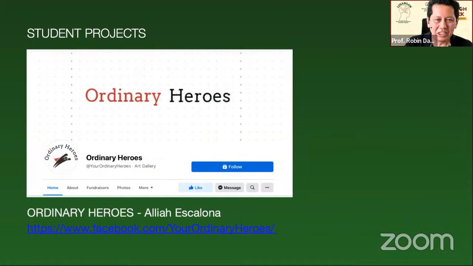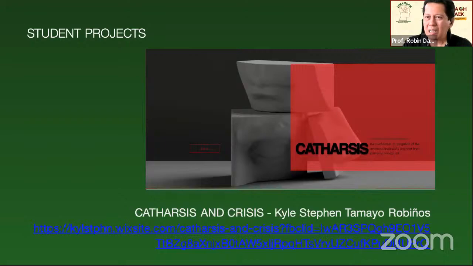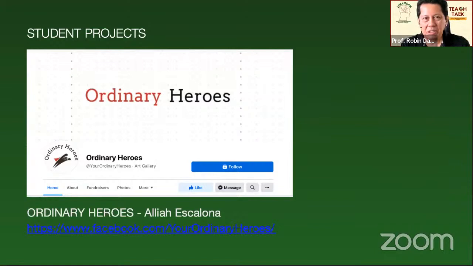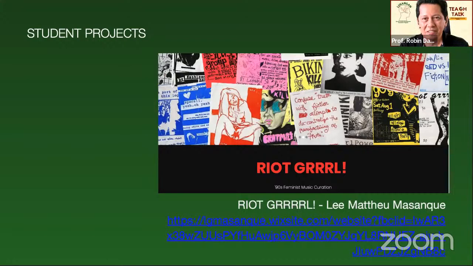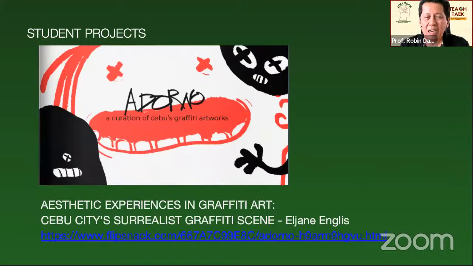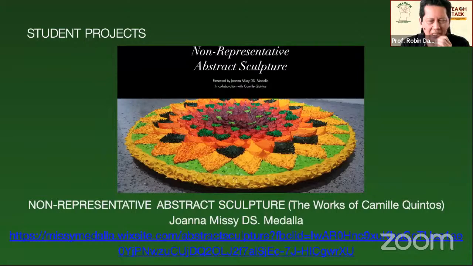So I had this one on catharsis and crisis, artworks, all sorts of things, you know. Ordinary Heroes, which was pictures of frontliners in her town. I had this one about feminist music curation. Curated a playlist of 20 songs that all had to do with 90s feminism. This one had to do with artworks, public art in Cebu. And this one, the student actually made a website for an artist, a ceramic artist.